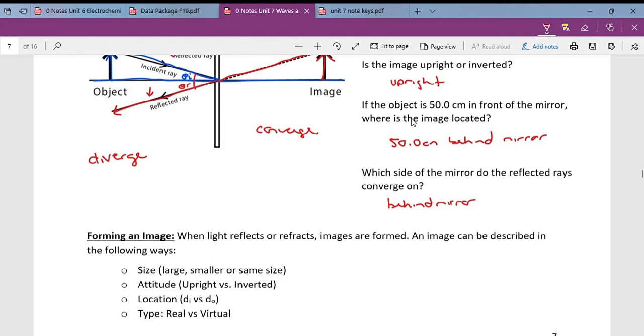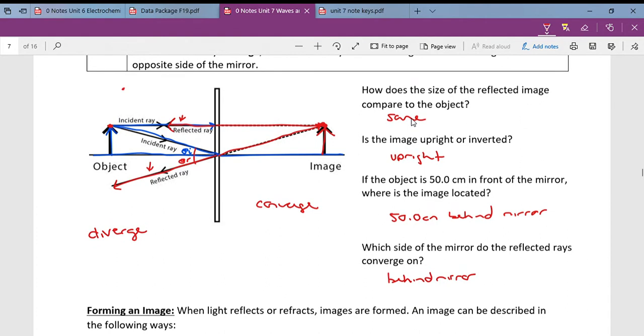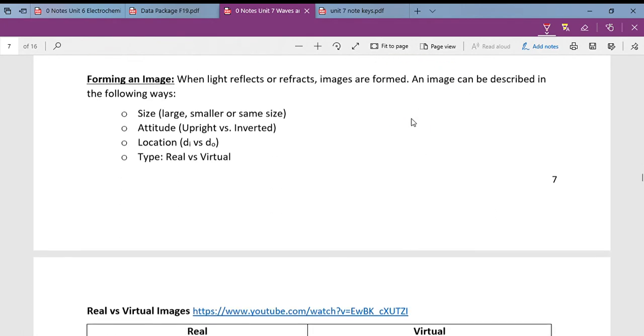Now, before we move on, I just want to talk about the fact that this is a plane mirror. So with a plane mirror, you're looking at your reflection in the mirror. So you can practice this. Stand in front of a mirror. What does your image look like? Move back from the mirror. What does your image look like? So you'll kind of get a sense of what we're talking about here.